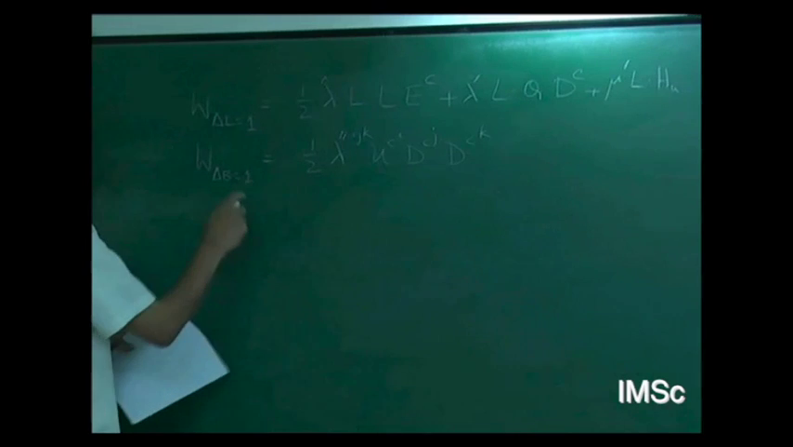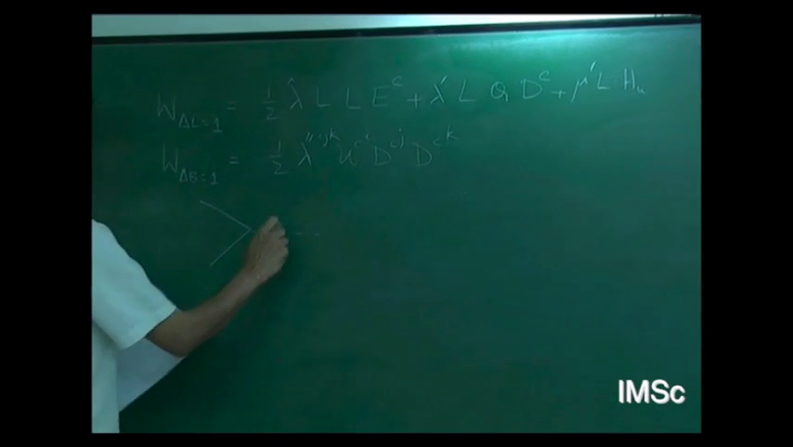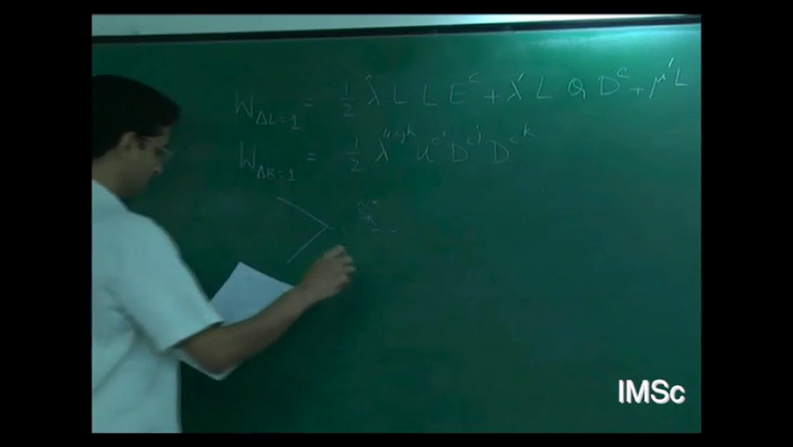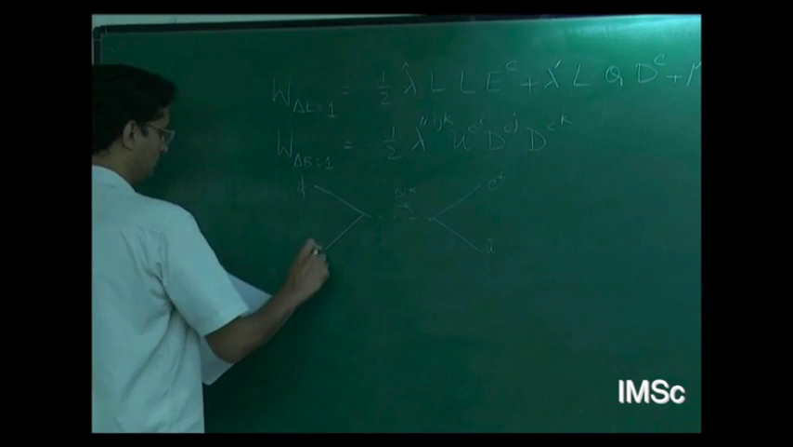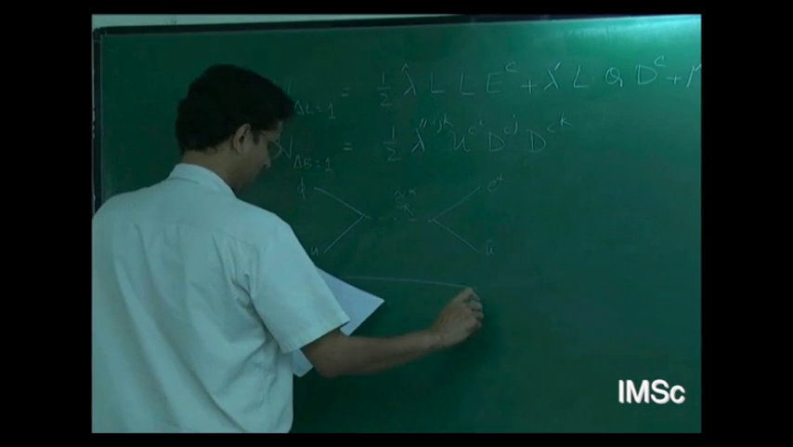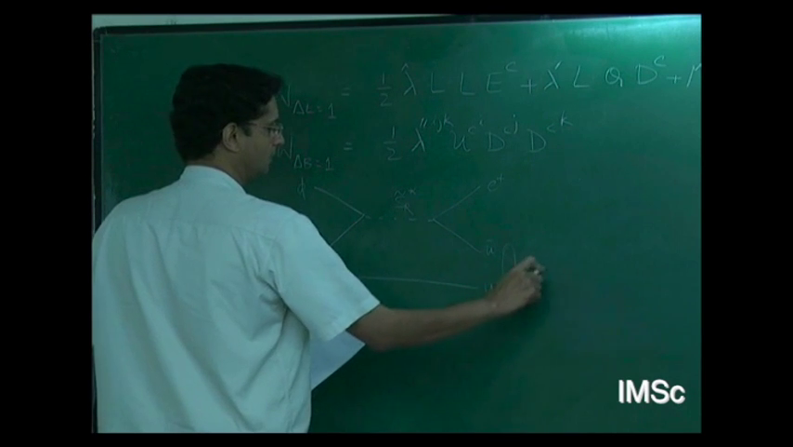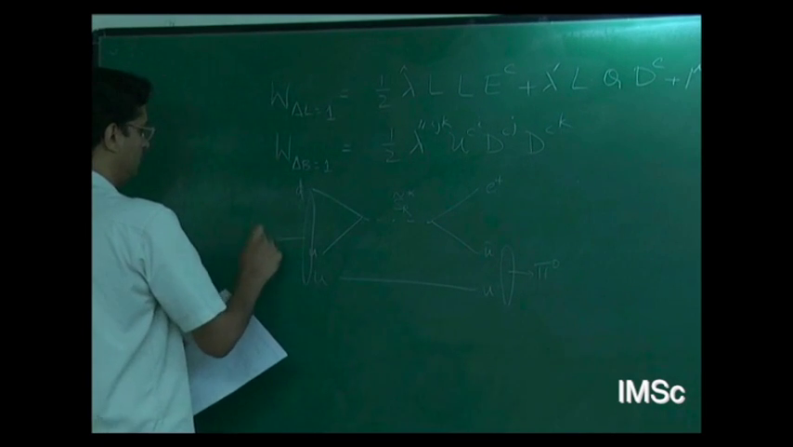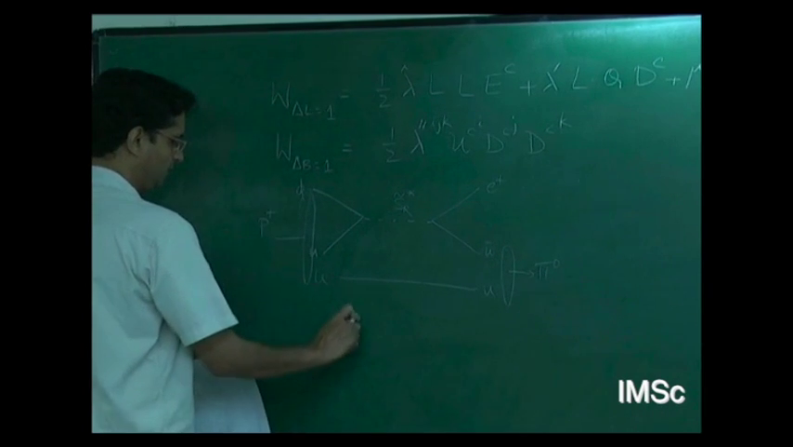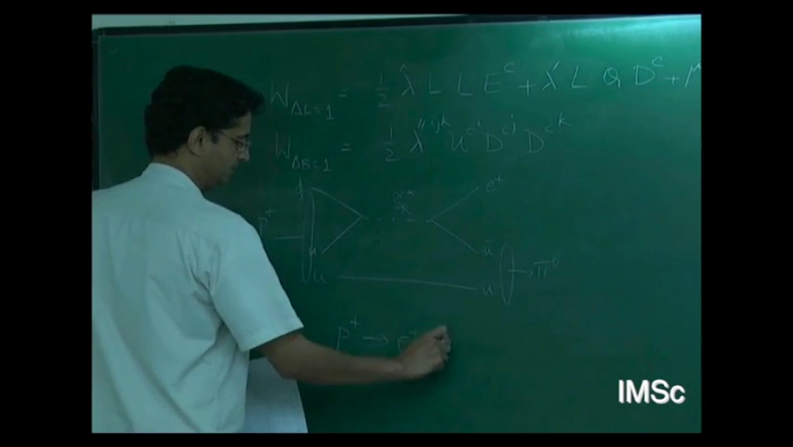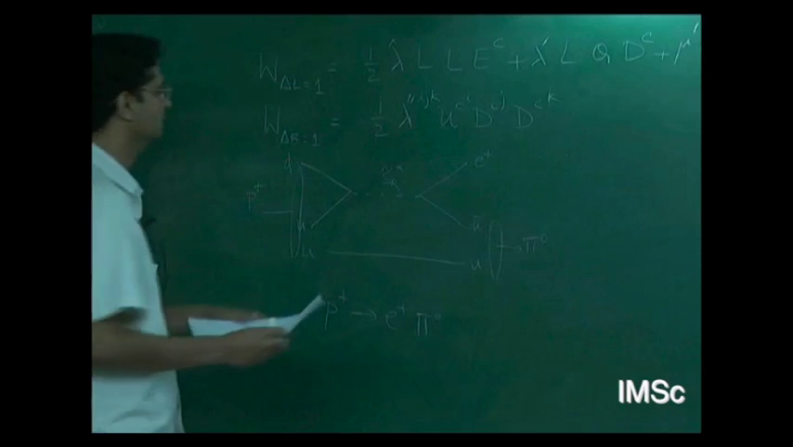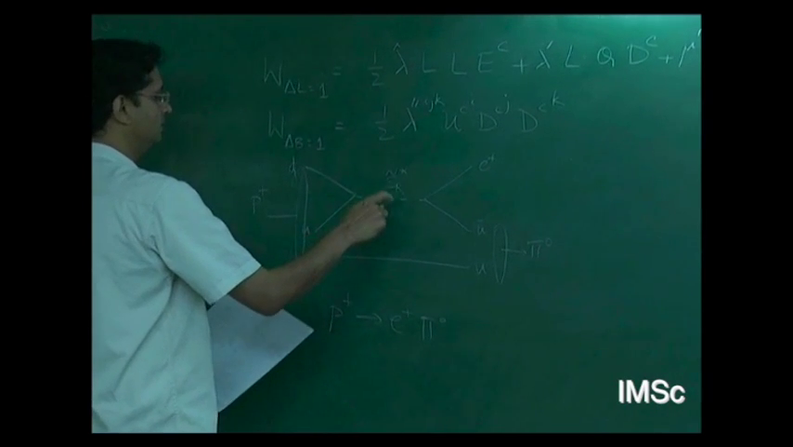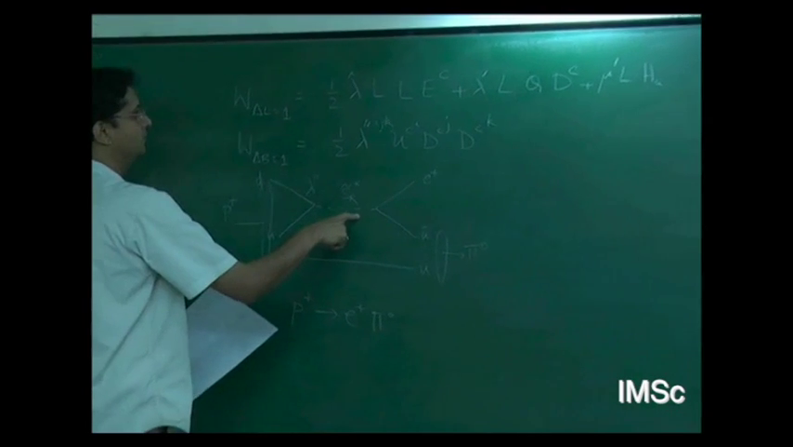So for instance, if I turn on both of these, then this can form a pi zero and this is a proton. So you can have p+ going to e+ pi zero, for instance. There are other possibilities also. So the proton will decay, mediated by these interactions. So I suppose this is lambda prime, is it? No, this is lambda double prime. And this has come from lambda prime.